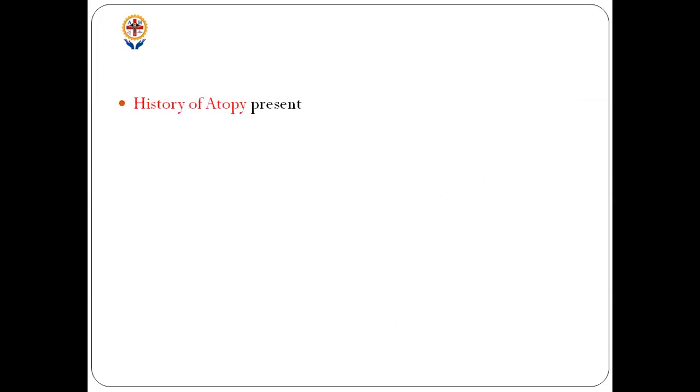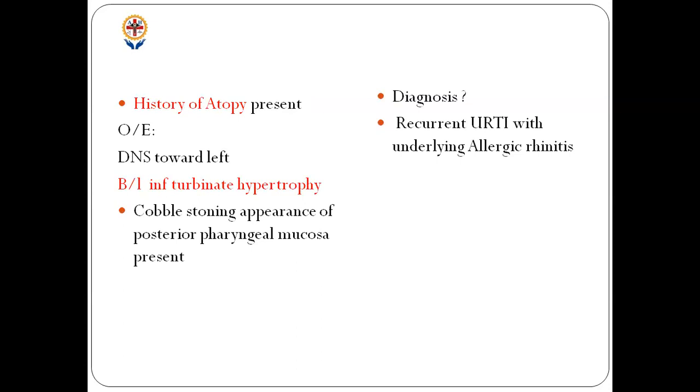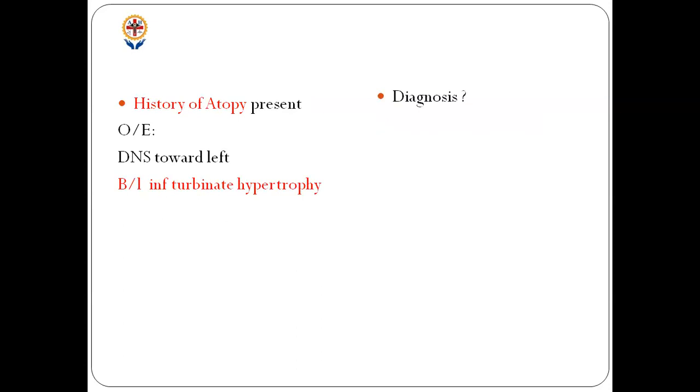The mother also gave a history of atopy in this child. On examination, there is an anatomical defect, that is DNS towards the left side. We observe there is bilateral inferior turbinate hypertrophy and cobblestoning of the posterior pharyngeal mucosa. So what is the diagnosis? Allergic rhinosinusitis. Yes, allergic rhinosinusitis. With the clear-cut history and findings, it is very evident that the child is having allergic rhinosinusitis. So how do you manage a child with allergic rhinitis?